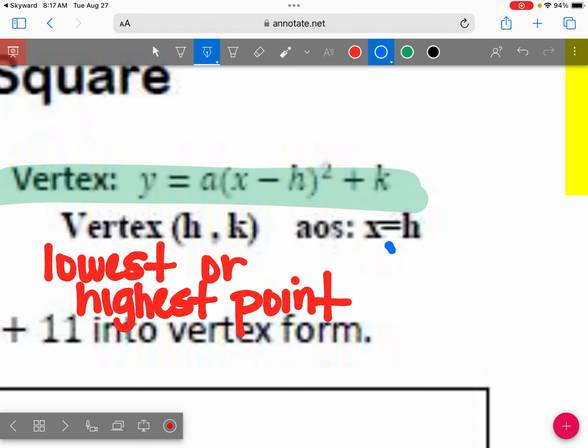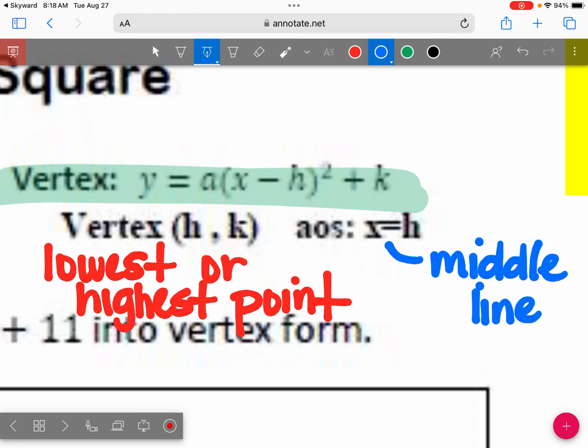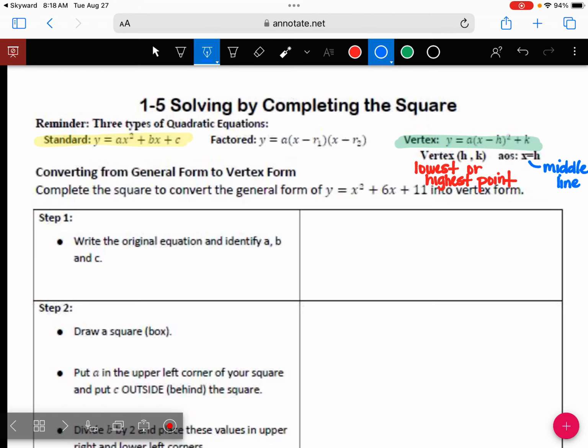The axis of symmetry is that middle line. Okay. So before, to find the axis of symmetry, we have to do an equation, opposite of b divided by 2a. Now we're going to do it a different way. We're just going to look at our equation and flip the sign that's inside of the parentheses. All right, so let's go ahead and get started.